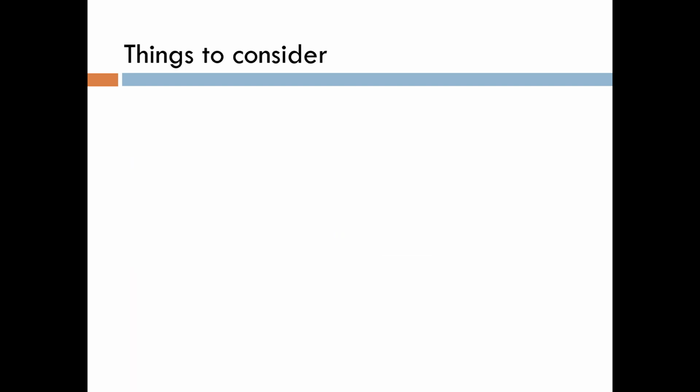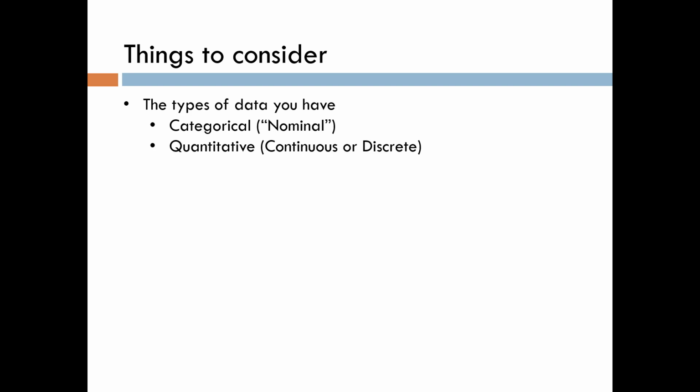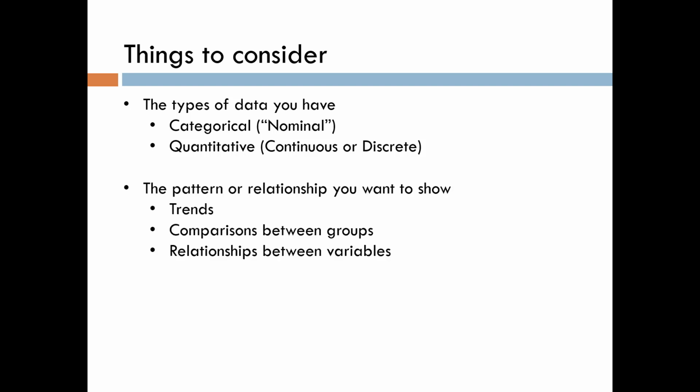When you are deciding what type of data visualization to use, you need to think about a number of factors that will affect your visualization strategy. First, what types of data do you have? Do you have categorical variables, also known as nominal variables, that is, which categorize observations into groups? Or do you have quantitative variables, which measure something numerically? Second, what relationships or patterns do you want to show? A trend, a comparison between groups, or a correlation between variables? Lastly, you must also have an understanding of how people perceive things visually. In the next few slides, we will examine these in more detail.